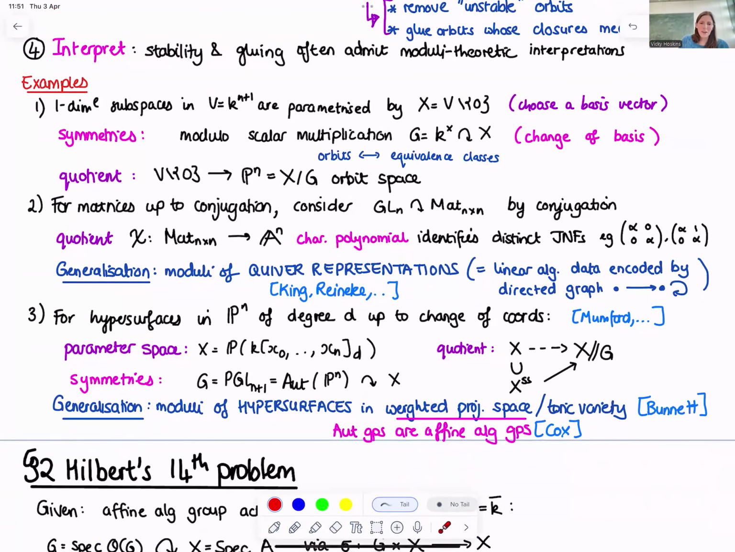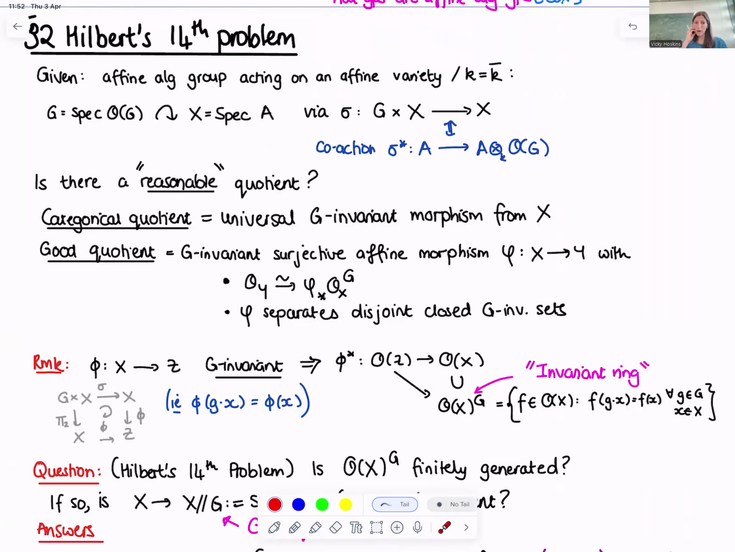So let me say a few things about Hilbert's 14th problem, which is really the affine part of the story. We've got an affine algebraic group, which is, if you like, just a closed subgroup of GLN, and it's acting on an affine variety X. Instead of thinking about the morphism of varieties giving you the action, you can think about the algebra homomorphism, which we call the coaction. And you can ask, is there a reasonable quotient? Then you have to decide what you mean by a reasonable quotient.